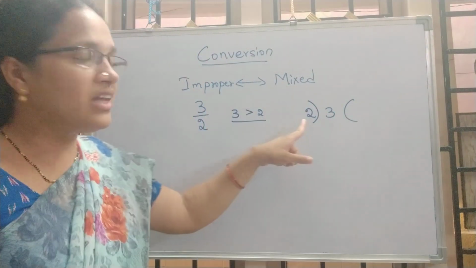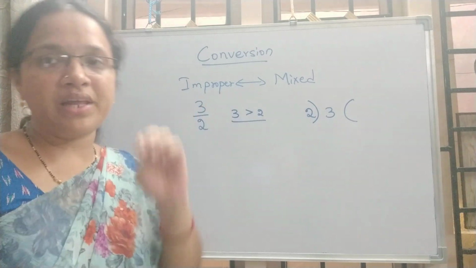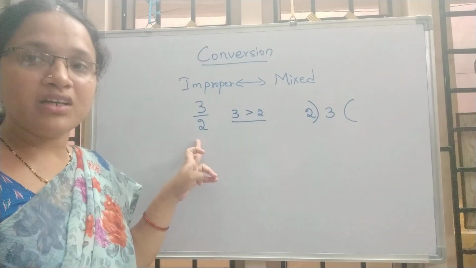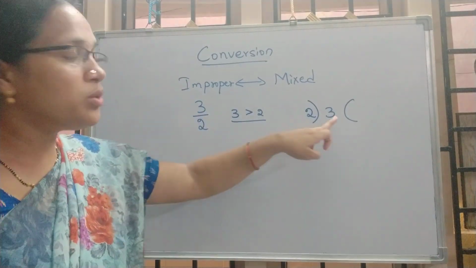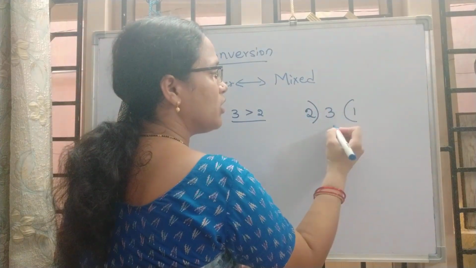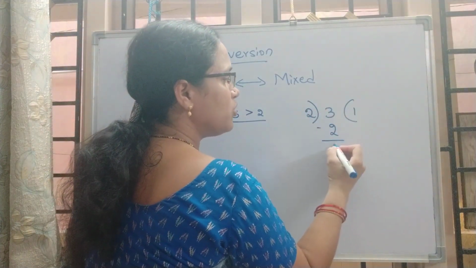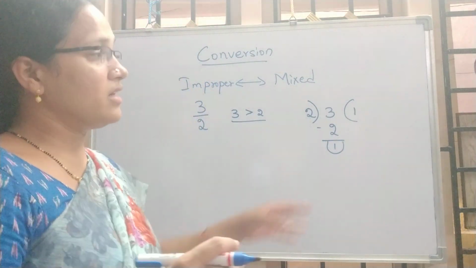Denominator should be in the divisor place and the numerator should be in the dividend place. Now divide it. 2 ones are 2. So as you do your division, you do this division here. This is the remainder. Now try to understand the things here.